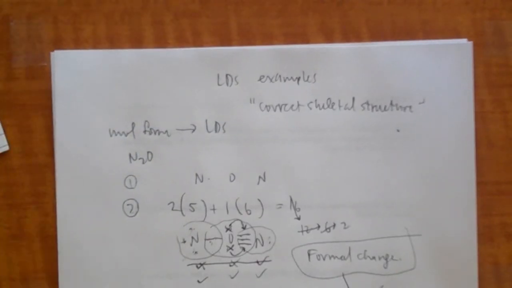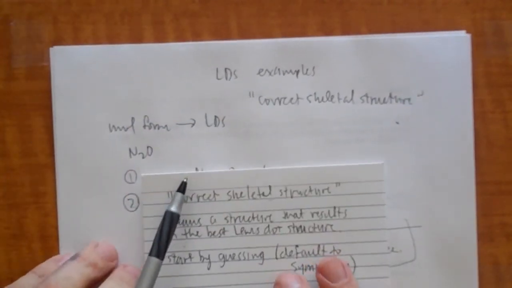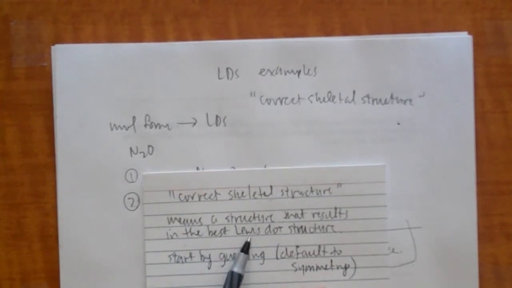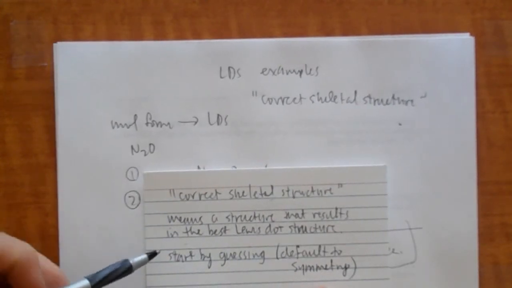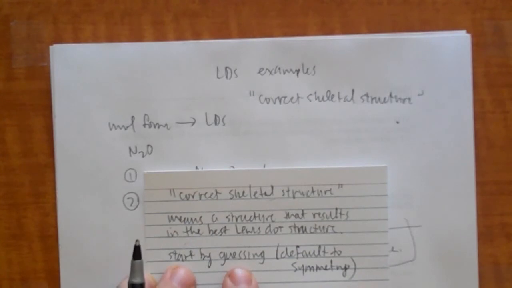For the most part, the correct skeletal structure almost always means a structure that results in the best Lewis dot structure. What does that mean? Well, here, start by this. You guess, and in your initial guess, default to symmetry.